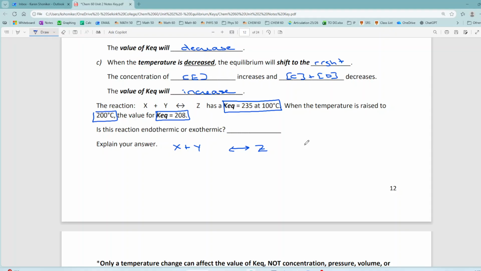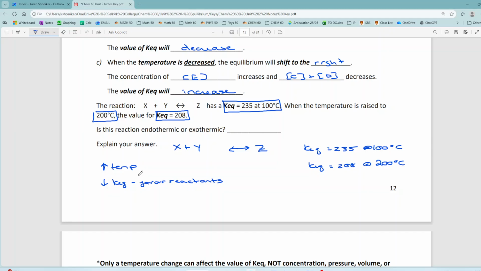Now, at 100 degrees Celsius, my KEQ is 235. When I increase the temperature to 200 degrees Celsius, my KEQ went to 208. When I increase the temperature, my KEQ went down. So for your KEQ to go down, it means you have to favor the what? For your KEQ to decrease, you have to favor the reactants.